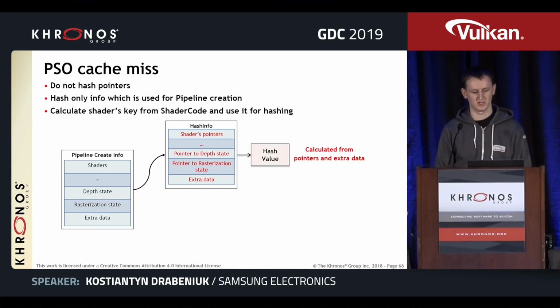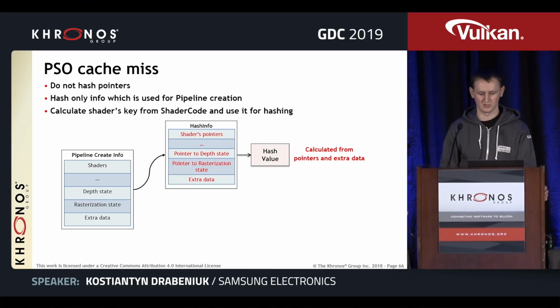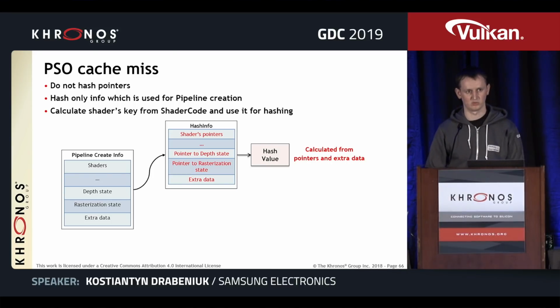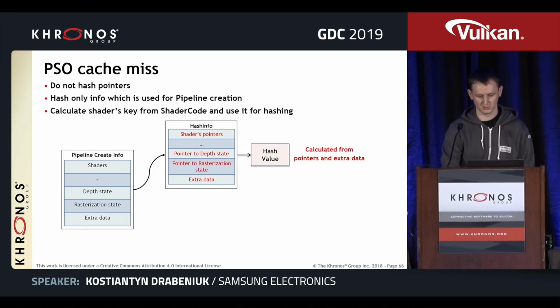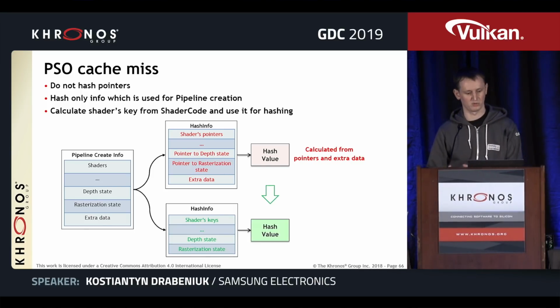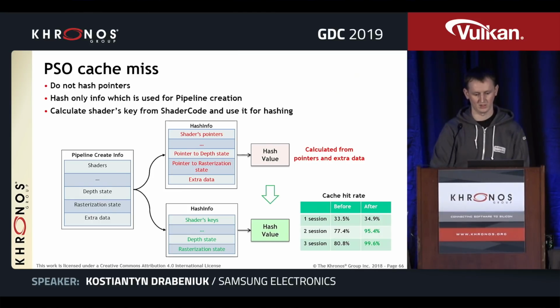Also, there was a problem in hash computing. The hash was calculated from the pipeline create info, but this pipeline create info contains pointers and extra data that is not involved in pipeline creation. It's a bad idea to calculate a hash from pointers because it is possible to have different pointers but the same content. So we changed this logic to calculate the hash from all structures, and we added a shader key for shaders. Now even if shaders were recreated, the shader key will be the same. And as a result, we got a better hit rate after the first session.